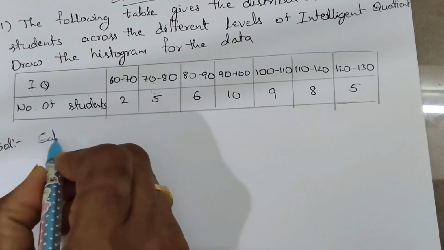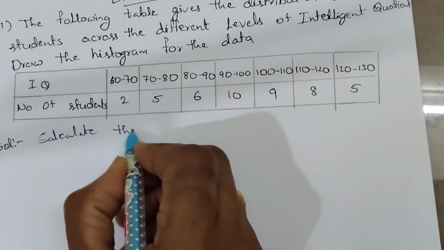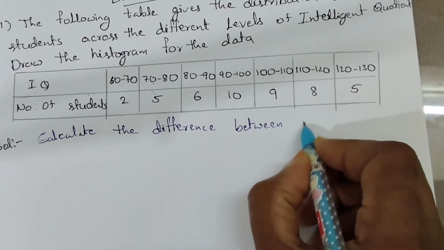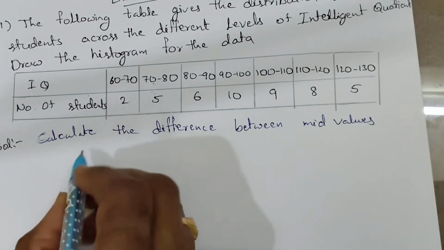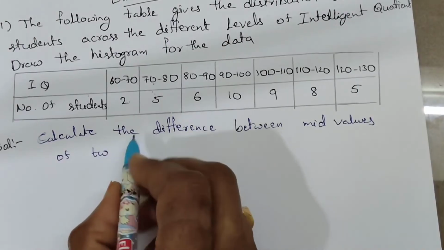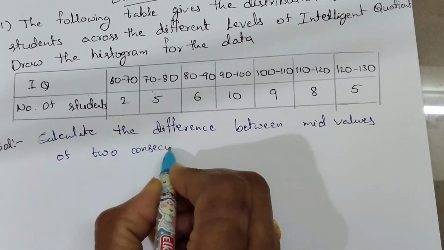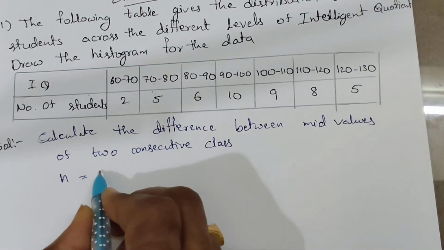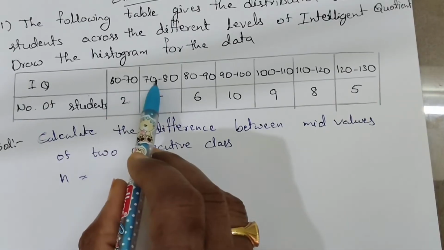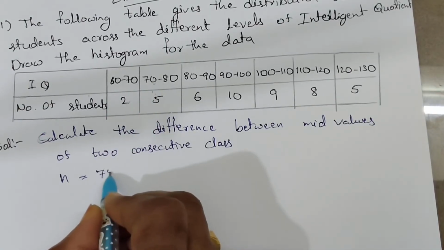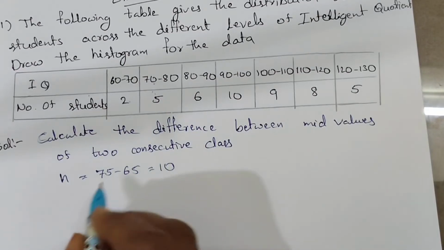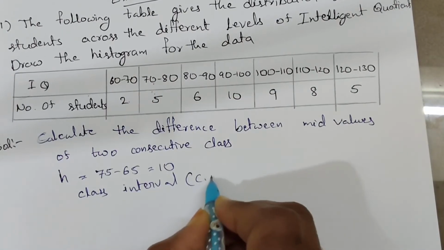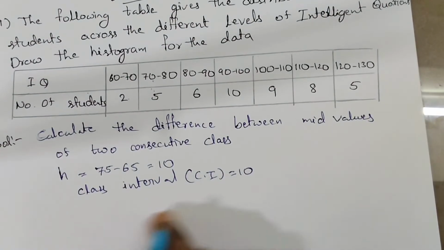Calculate the difference between the mid values of two consecutive classes. Here the class interval h is equal to: the first class mid value is 65, the second class mid value is 75. So 75 minus 65 is equal to 10. 10 is the class interval. Class interval is 10. Next we write the scale.